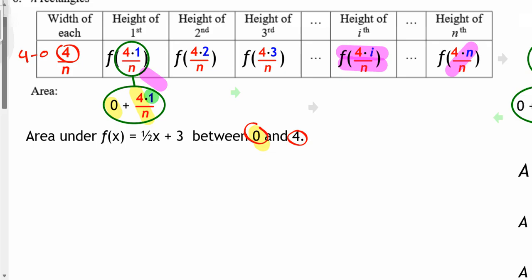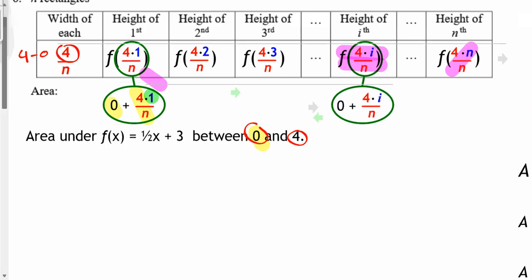Okay, so again, this 4i over n comes from my left end, which was 0, plus the width of the rectangle. I'll come back to this. So my left end, which was 0, the width of the rectangle, which is 4 over n, and i times, where i could be 7. If I had 20 rectangles, it could be 18, could be 13. It's just any number.